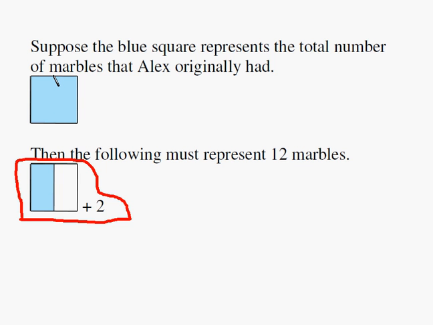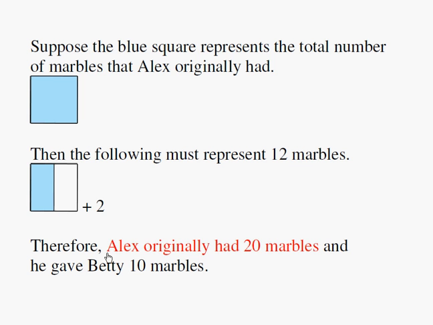And if he had 20 marbles, he gave half to Betty. Betty must have received 10 marbles from Alex. So let's summarize what we just concluded. Alex originally had 20 marbles and he gave Betty 10 marbles. And we have to kind of keep that straight. So let's move on.